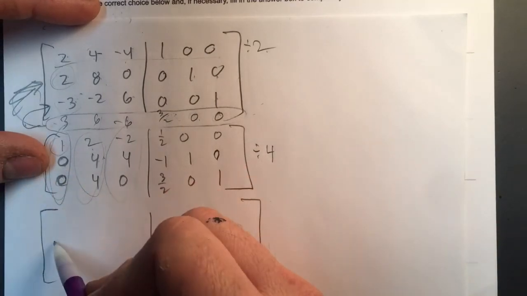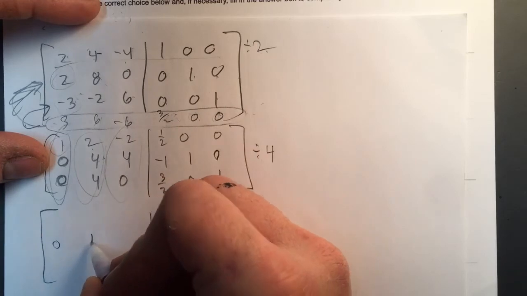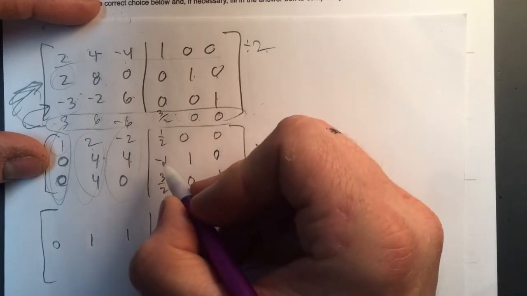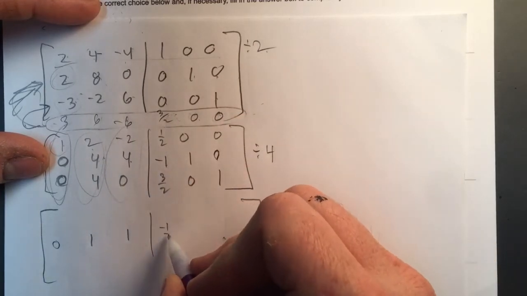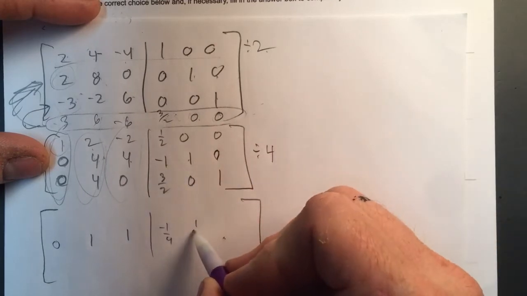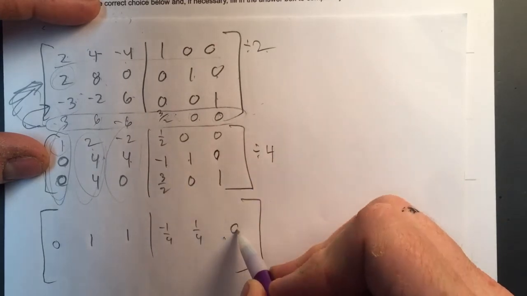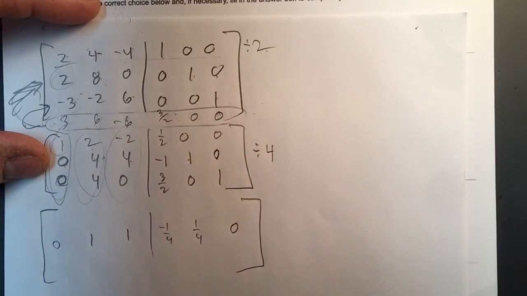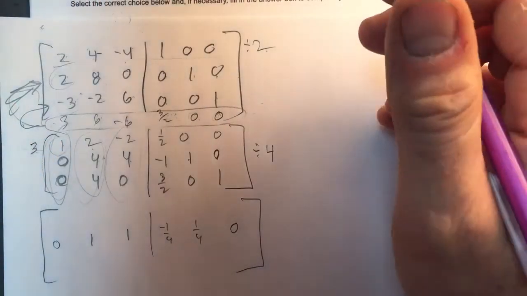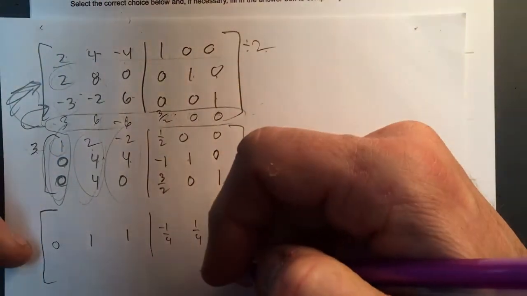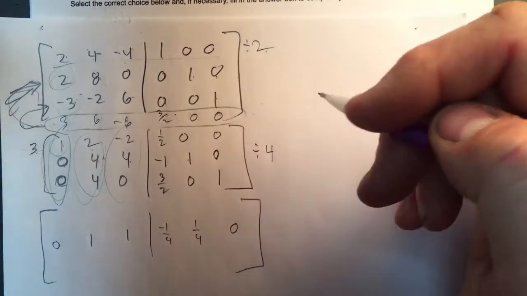All right, so 0 divided by 4 is 0. 4 divided by 4 would be 1. -1 divided by 4 is -1/4. 1 divided by 4 is 1/4. 0 divided by 4 is 0. All right, there's that row. And now I'm going to multiply by that row to add to the other rows to get my zeros.